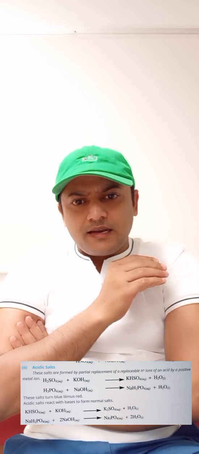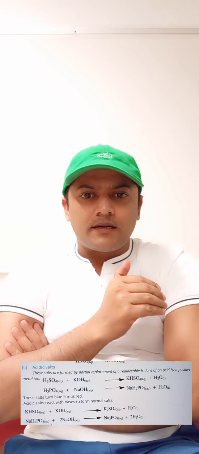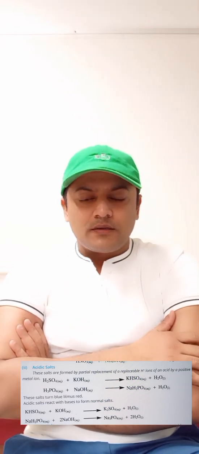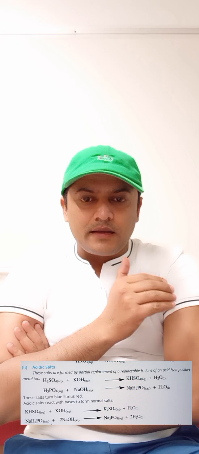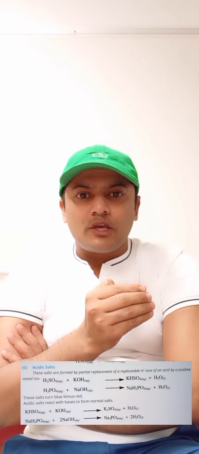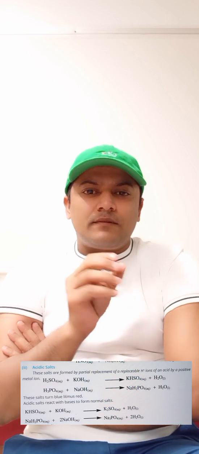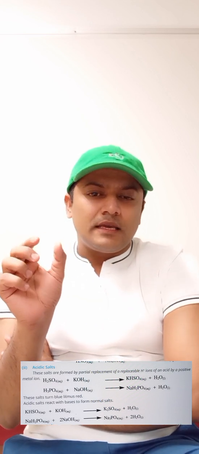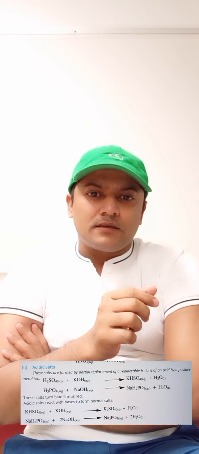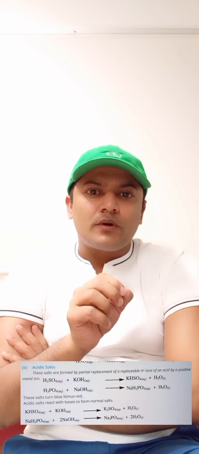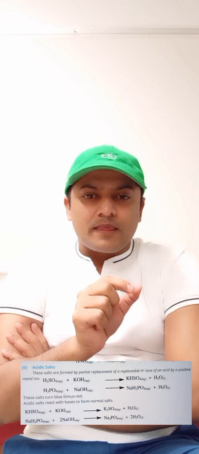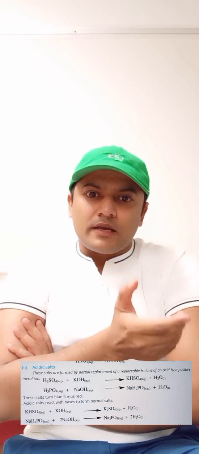We can also convert this acidic salt further into the normal or neutral salt. How can we convert this? By adding another mole of base. If we have another mole of KOH solution, then in the reaction between KHSO4, that is the acidic salt, and KOH, that is a base, the resulting product will be K2SO4, that is a neutral salt, and the other byproduct will be, as usual, water.